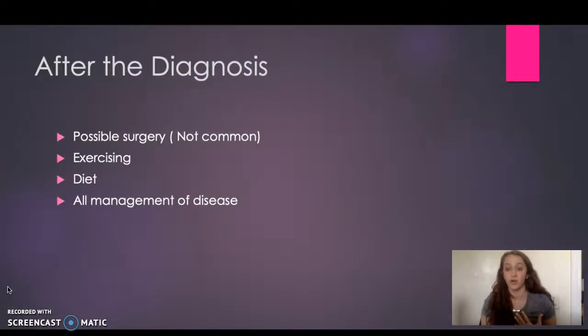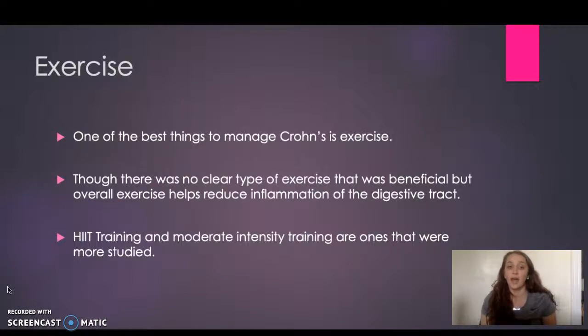Exercising will overall help reduce swelling in your digestive tract, and your diet will really help with the management of your life quality. And again, it's all management of the disease. There is no treatment. Exercise, again, is one of the best things to manage Crohn's, because it helps reduce that inflammation of the digestive tract.